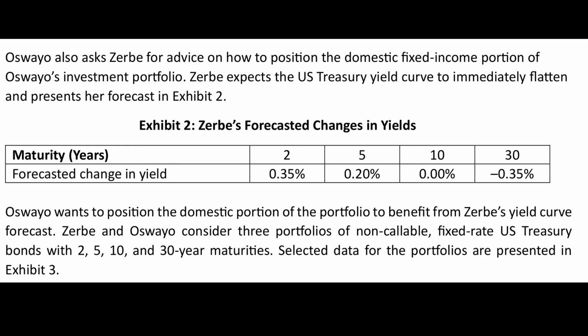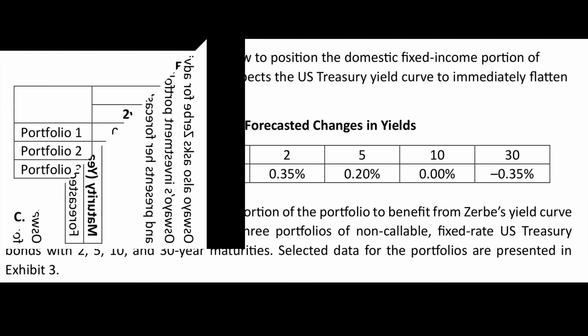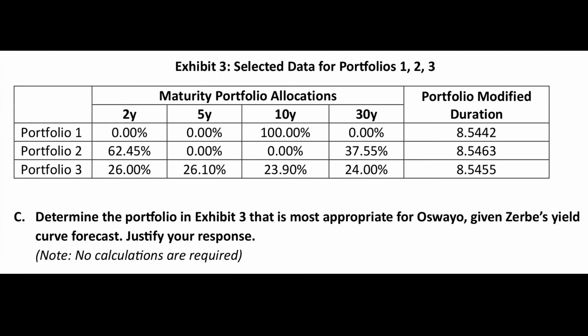So obviously we should be going long on the 30-year to utilize the fall in the yield. We have to focus on that. We should go long on the 30-year. That's the catch over here. Oswayo wants to position the domestic portion of the portfolio to benefit from Zerbe's yield curve forecast. Zerbe and Oswayo consider the portfolios of non-callable fixed rate US Treasury bond with 2-year, 5-year, 10-year and 30-year maturity. Selected data for the portfolio is given in the exhibit. So look at the data. We are given portfolio 1, portfolio 2, portfolio 3.